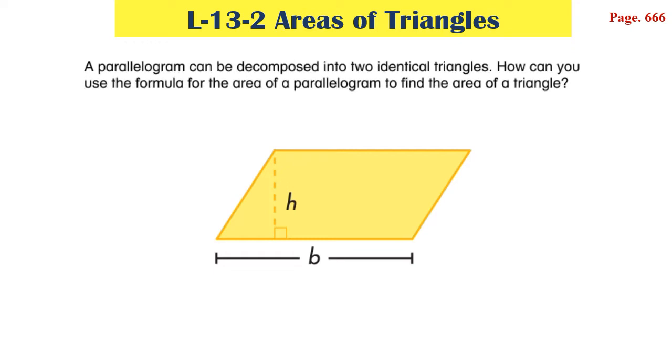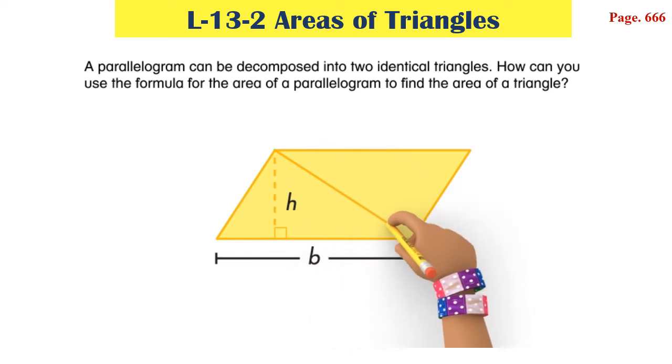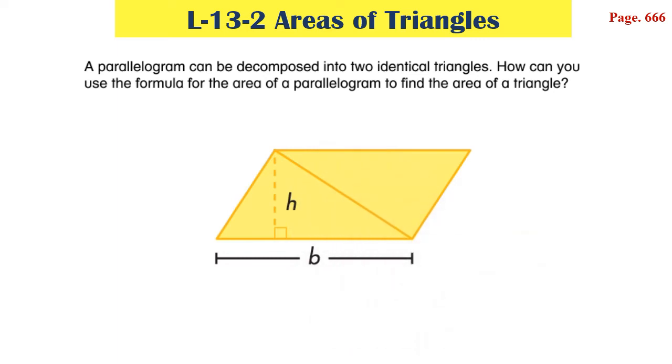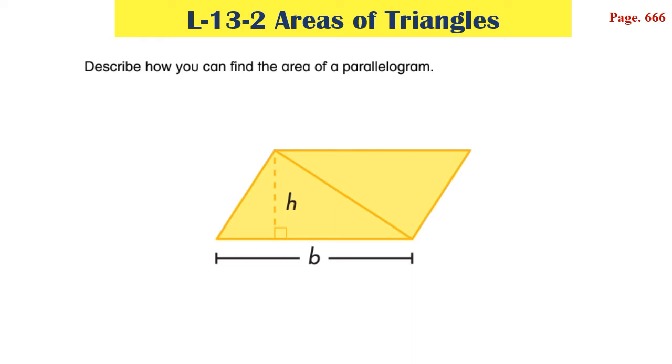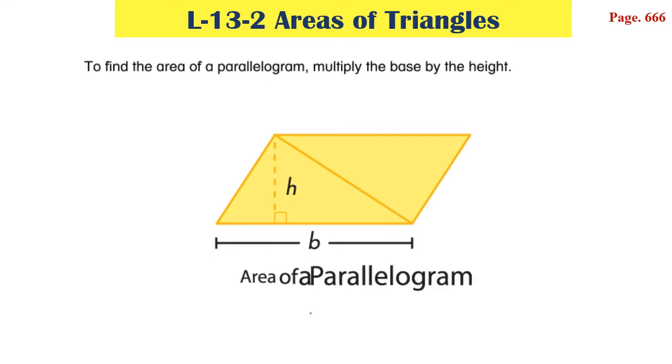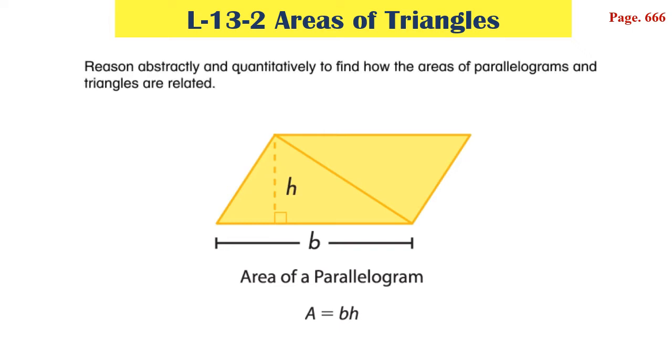A parallelogram can be decomposed into two identical triangles. How can you use the formula for the area of a parallelogram to find the area of a triangle? Describe how you can find the area of a parallelogram. To find the area of a parallelogram, multiply the base by the height. Reason abstractly and quantitatively to find how the areas of parallelograms and triangles are related.